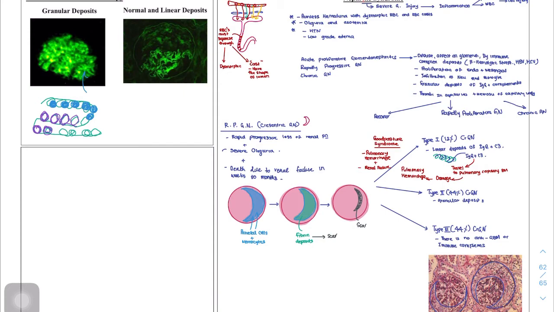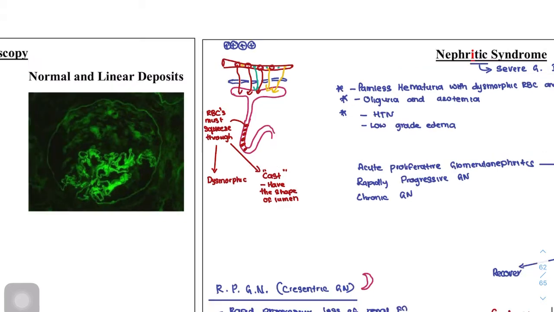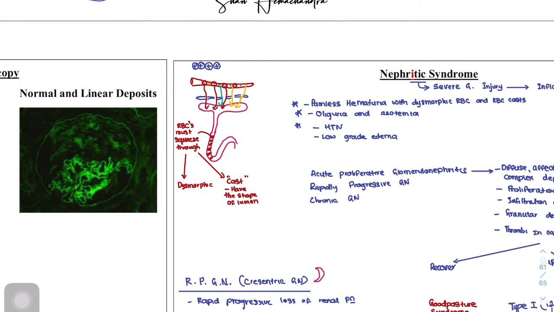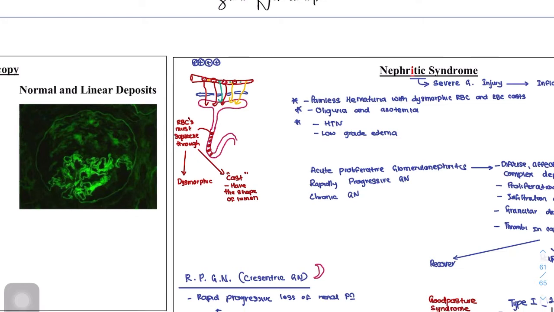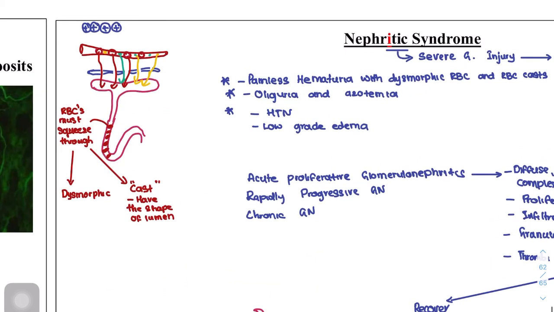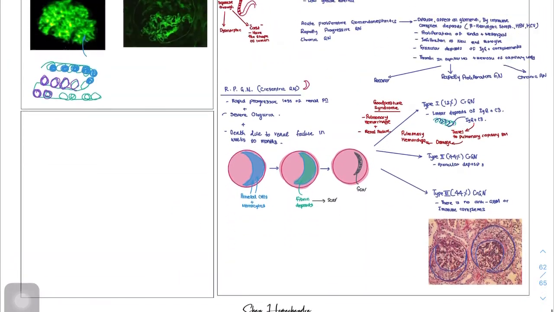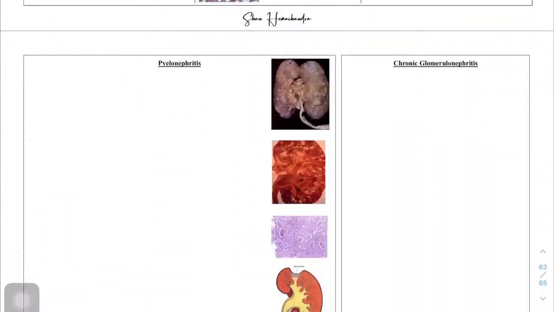We get damage which is more severe, which leads to painless hematuria with dysmorphic red blood cells and red blood cell casts. You get oliguria, that is low urine production, less than 400 milliliters per day, and blood urea nitrogen and creatinine increased in blood. Also you get hypertension. That is it for nephritic syndrome.